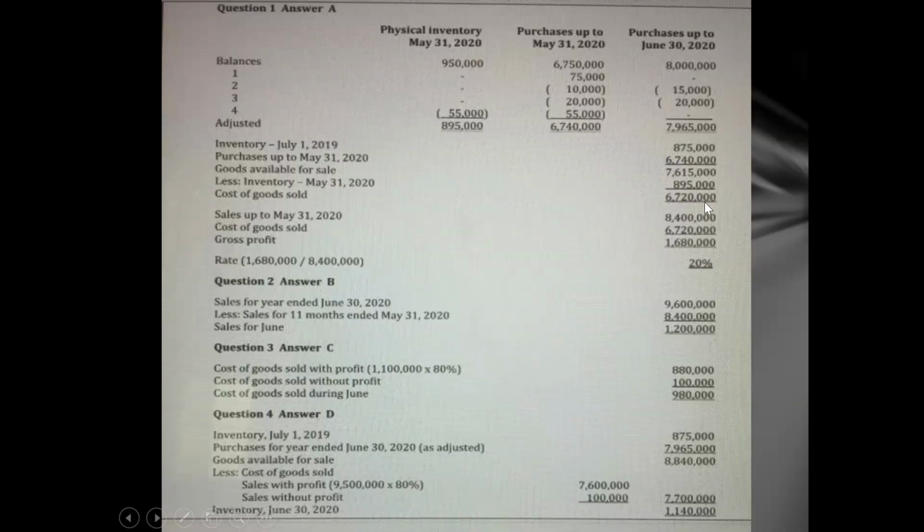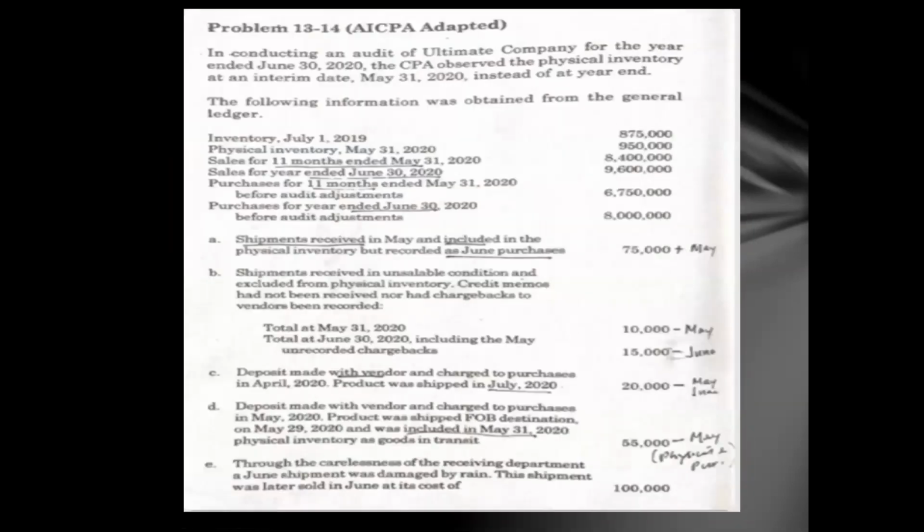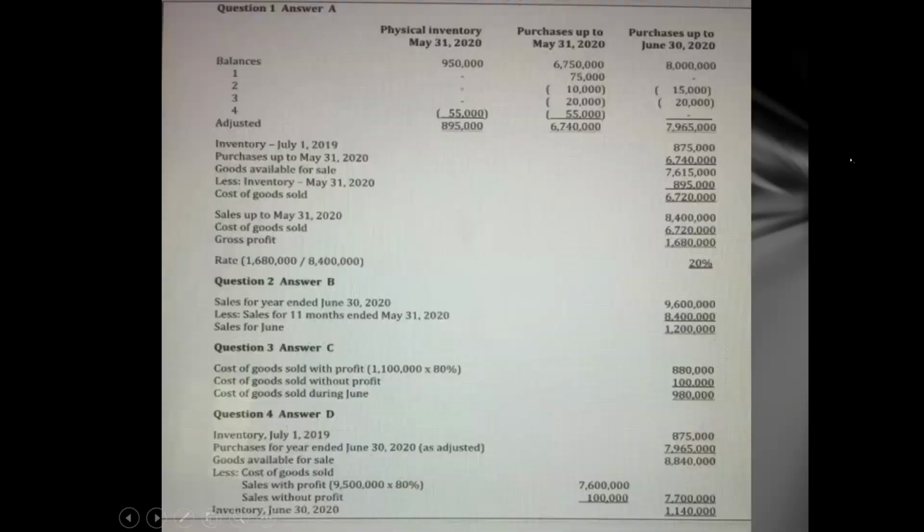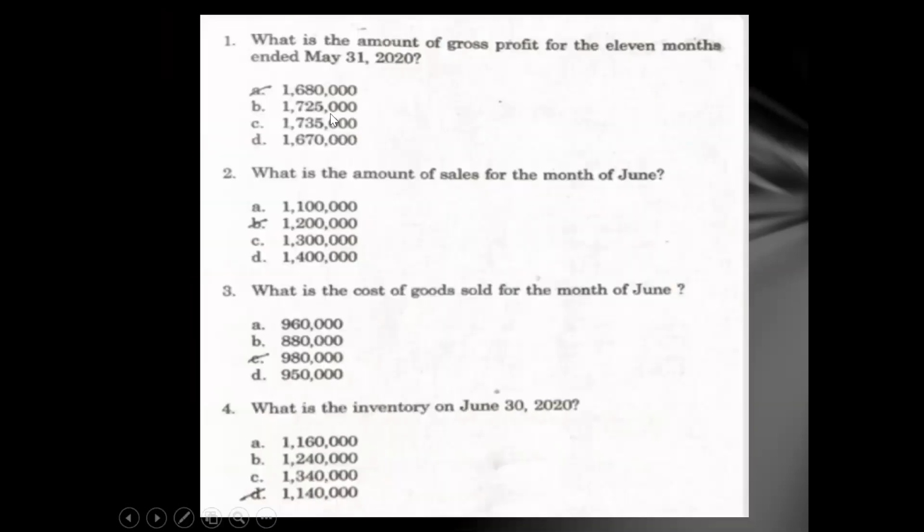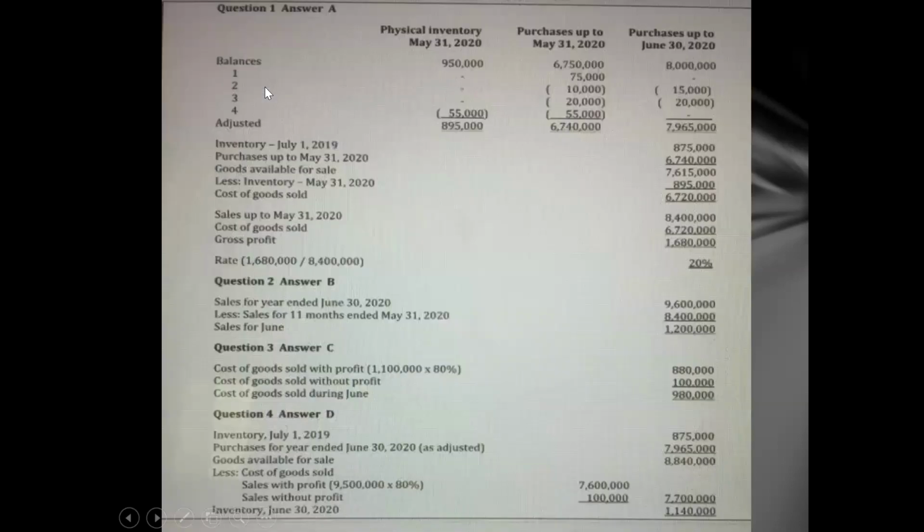COGS is 6,720. COGS is subtracted from your sales up to May only. It's given in the problem. You will notice here is your sales up to May. So 8,000,004 minus your COGS as computed above. So the difference now is your gross profit of 1,680. So 1,680 gross profit, the answer is letter A.